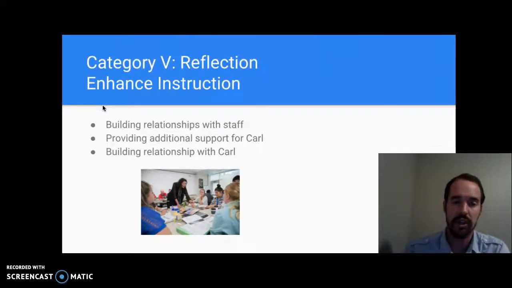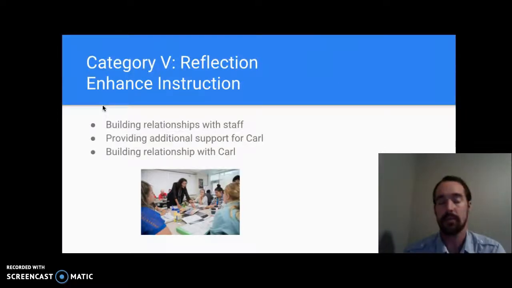Enhancing instruction. I was able to enhance instruction through my plan of action by building relationships with staff. I'm taking the time to meet with Susan and Mrs. Taylor. I'm providing additional support for Carl, whether it's through a para, whether it's through me intervening more, whatever that looks like. I'm helping provide that additional support for him.